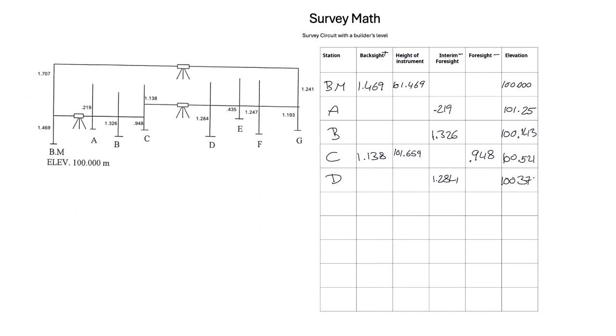Great. Now moving on to E, we have another interim foresight, 0.435. And again, taking our height of instrument, haven't moved, minus our reading will give us the elevation of E.